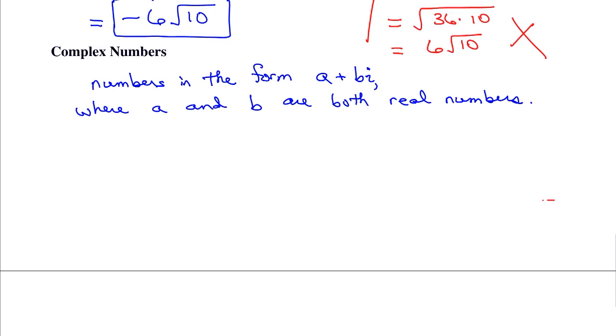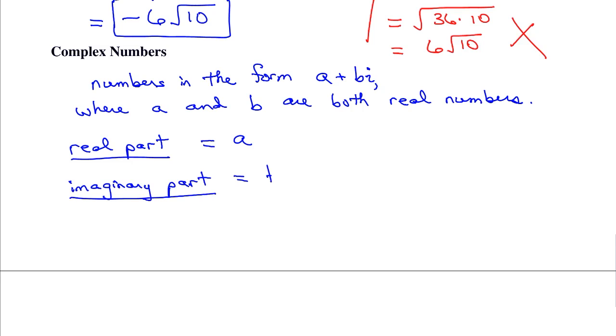We have a couple of extra definitions to go with this. We have the real part, and the real part is just the a by itself. And then we have the imaginary part, and that's the b by itself. It does not include the i. Now, one thing of note is that this whole thing, a plus bi, represents one number. Even though it looks like it's the sum of a couple of parts there, it's one complex number.